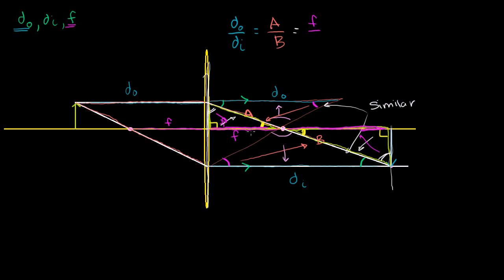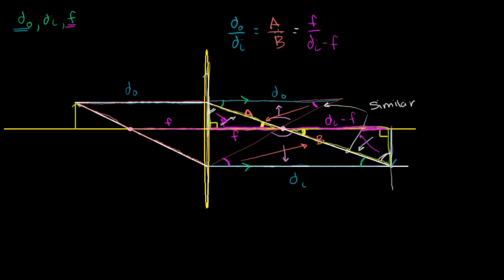Now, what's this length? So this whole distance is di, all the way over here. But this length is that whole distance minus the focal length. So this is di minus the focal length. So A is to B as F is to di minus the focal length. And there you have it. We have a relationship between the distance of the object, the distance of the image, and the focal length.